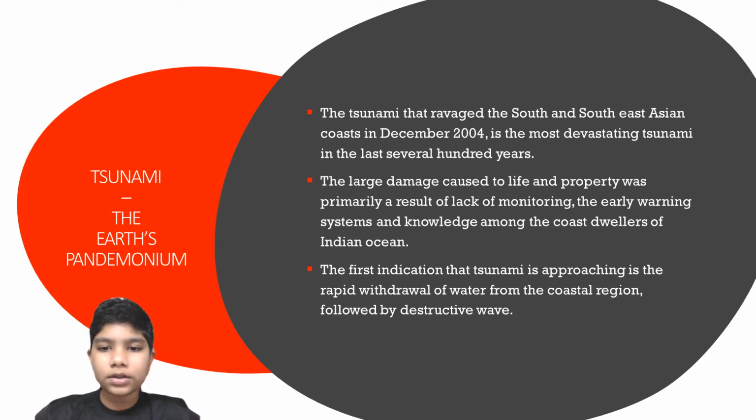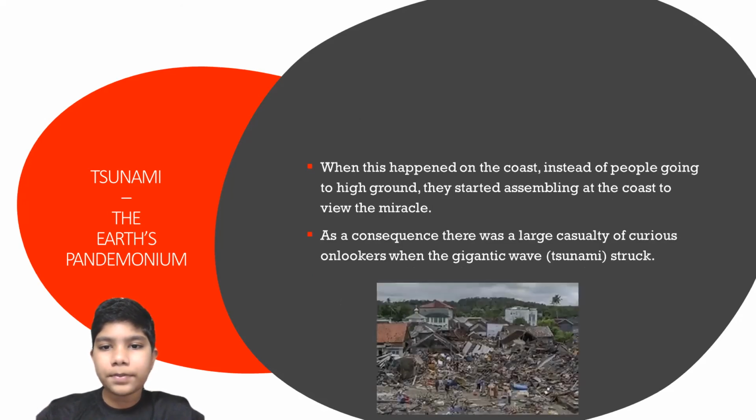The first indication that a tsunami is approaching is the rapid withdrawal of water from the coastal region, followed by a destructive wave. When this happened on the coast, instead of people going to high ground, they started assembling at the coast to view this miracle. As a consequence, there was a large casualty of curious onlookers when the gigantic tsunami wave struck.